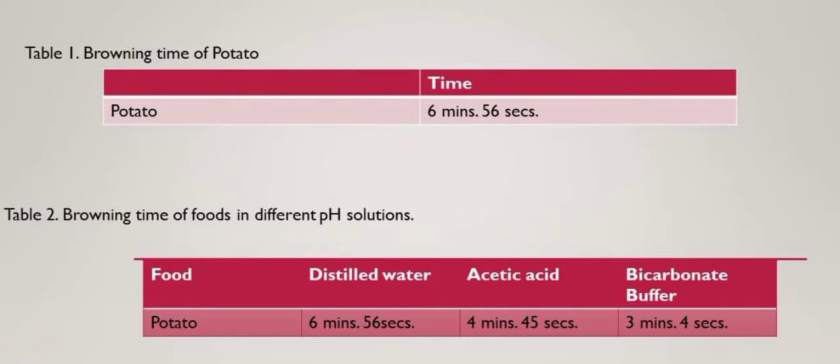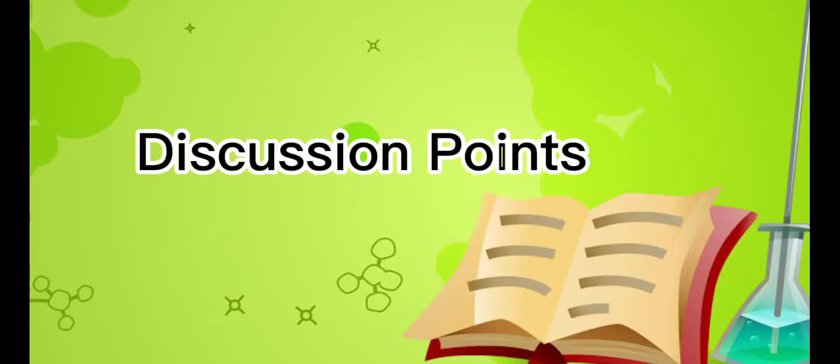So we have here the table. The browning time of potato is 6 minutes and 56 seconds, and table 2 shows the browning time of foods in different pH solutions. So we have here the potato, which is the food, and in different pH solutions we have distilled water 6 minutes and 56 seconds, in acetic acid 4 minutes and 45 seconds, and in bicarbonate buffer we have 3 minutes and 4 seconds.